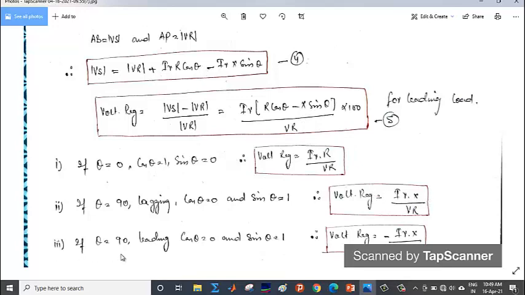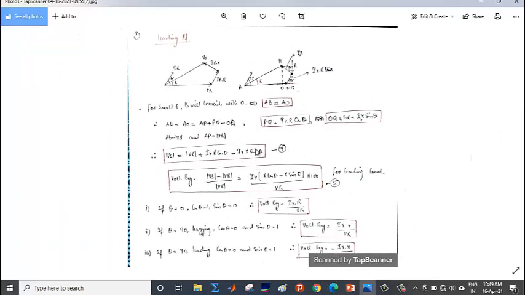So if theta is equal to 90 degrees leading, cos theta is 0 and sin theta is 1, we have to use this formula. This will be 0, it will be minus X, so it will be minus IR into X divided by VR. At different values of power factor, we can get the voltage regulation. So here we can see that voltage regulation is dependent upon the power factor of the load.